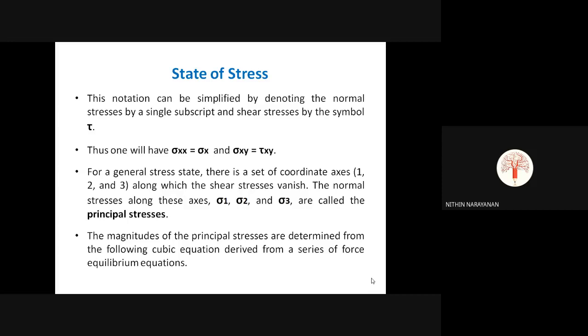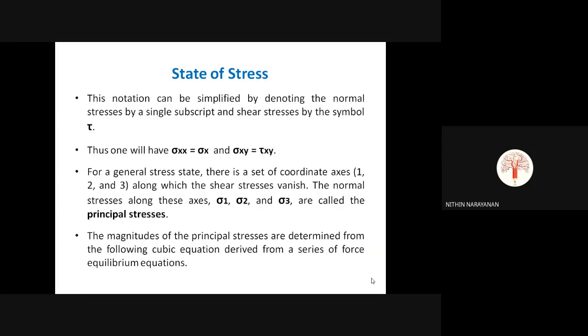They are notated by sigma 1, sigma 2, sigma 3. And one point to remember here is that on the plane of these principal stresses, the shear stress will be 0. The magnitude of these principal stresses can be determined from an equation. There are certain equations you might have learned in your MOS.